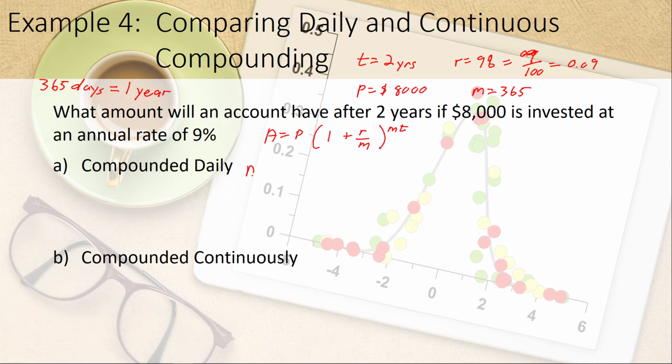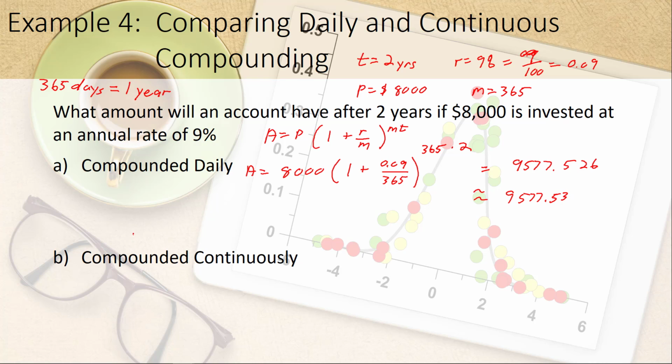Making those substitutions, we will have that A is equal to 8,000 times 1 plus 0.09 divided by 365. That is our interest rate over the compounding period, raised to the number of payments, which is going to be 365, one payment per year, times 2 years. And that will give us an answer of 9,577.526, which will round to $9,577.53.